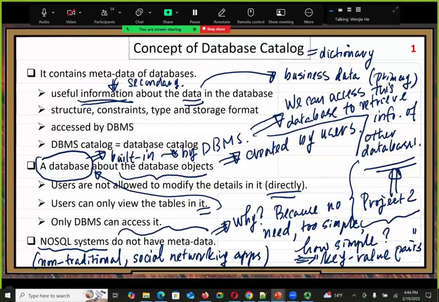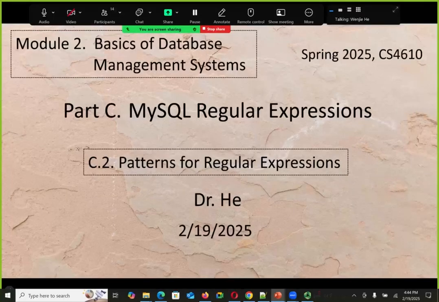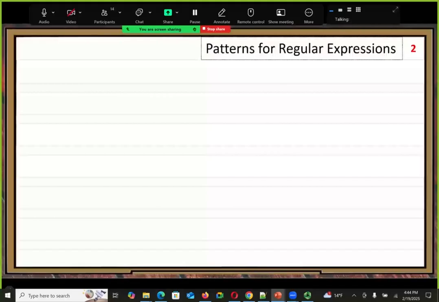So that's the first slide. Next, I need to talk about regular expressions, the patterns for regular expressions. When we do SQL queries, in the where clause we need to specify conditions. When you describe what kind of data you want to retrieve, you need to tell the DBMS in the where clause. There is a specific technique for this.